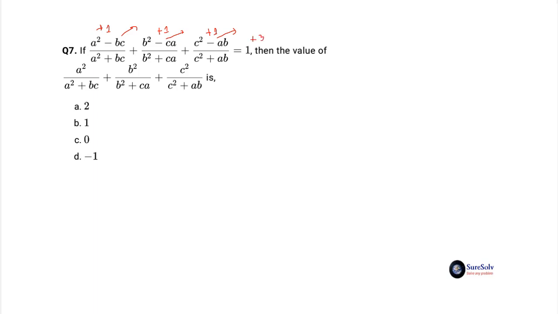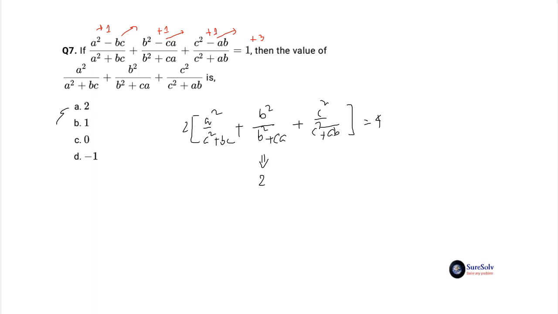The result of your action is 2 times a square by a square plus bc plus b square by b square plus ca plus c square by c square plus ab equal to 4. The value of the target expression is simply 2. Answer is option A 2. Let's solve the 8th problem.